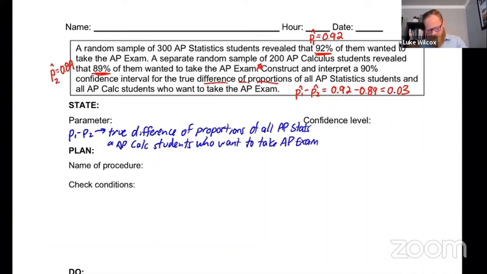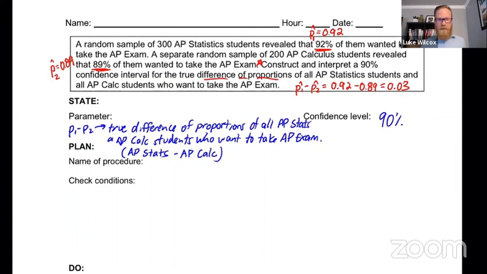I want to make it very clear the order with which I'm subtracting these two, because you could do statistics minus calculus or the other way around. The way that we're setting this up is we are taking the AP Stats proportion and subtracting the AP Calc proportion. I'm just going to make that very clear here in my parameter. Now, the confidence level is given to you in the problem at 90%.